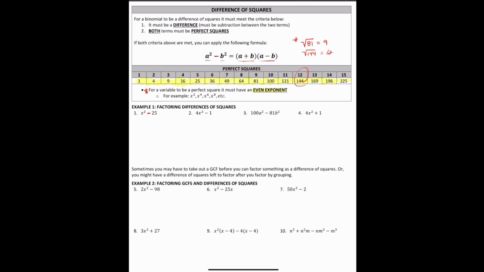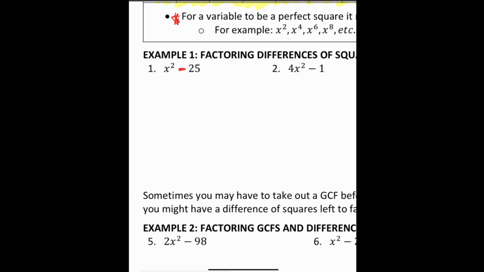So what we can do now is apply this formula. So remember, it's a squared minus b squared, which is equal to a plus b times the quantity of a minus b. So you have to take the square root of each perfect square. So if I take the square root of a squared, you're going to get a. If you take the square root of b squared, then you're going to get b. So that's important to know as well.